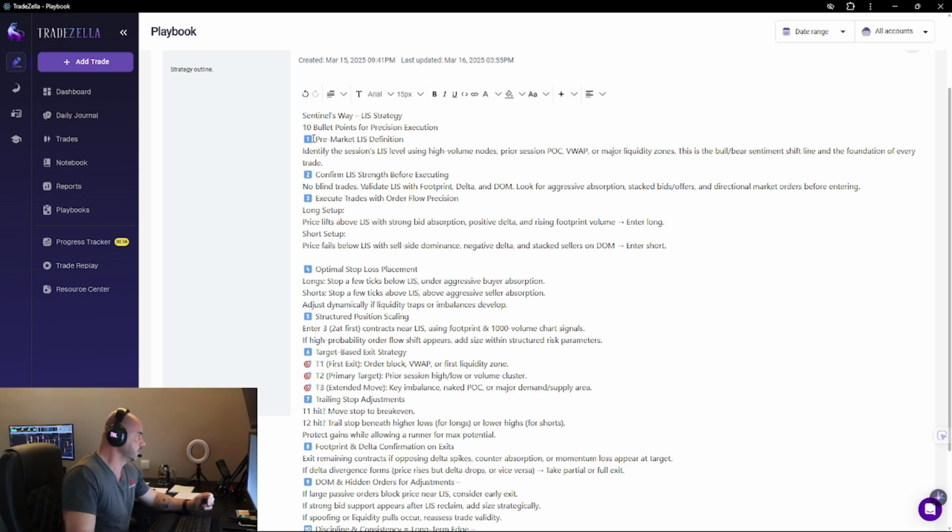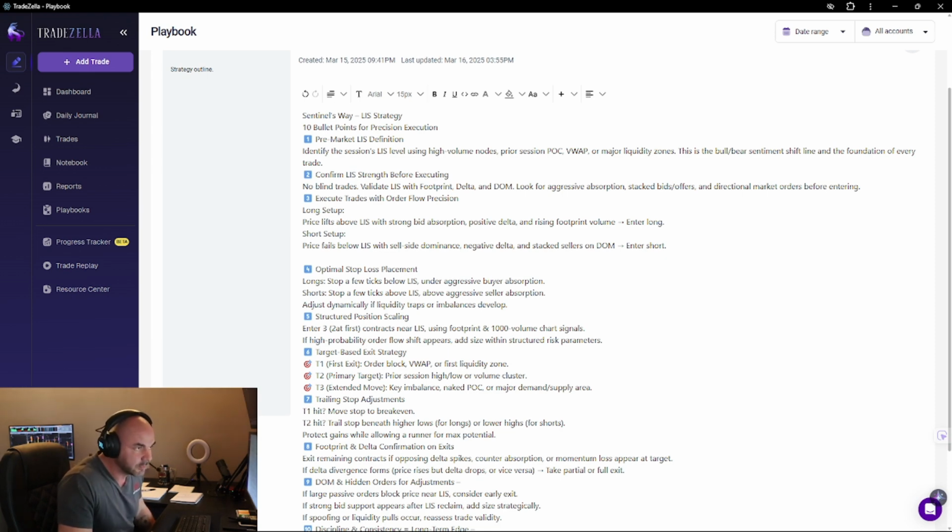So what are we going to do first? We are going to do the pre-market line in the sand definition. We're going to identify the session's line in the sand using high volume nodes, prior POC, VWAP, major liquidity zones. And I will outline these every day in the daily plans or in the newsletter. So this is a bull bear sentiment shift line and the foundation of every trade. We're going to watch these levels.